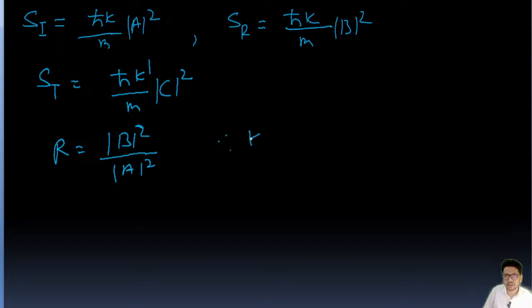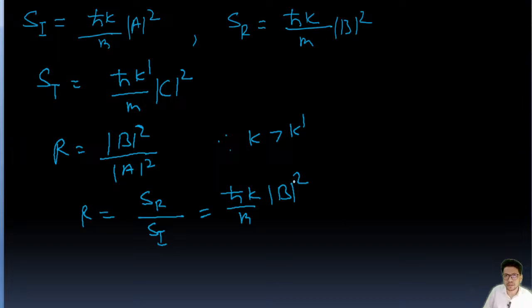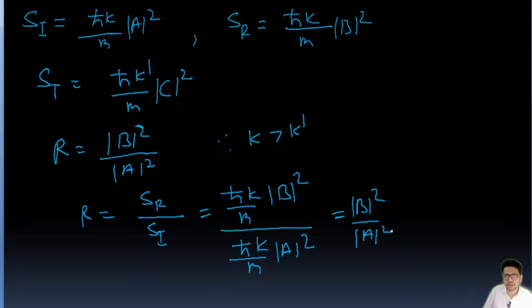Since we know k is greater than k dash, R, in terms of probability current density, is SR upon SI. So we can write h cut k upon m into mod b square, upon h cut k upon m mod a square. This will get cancelled, so this gives mod b square upon a square.